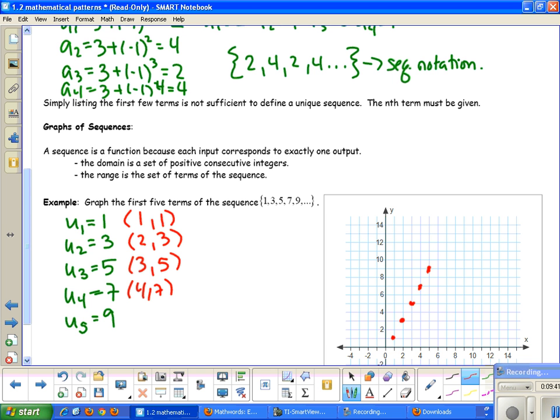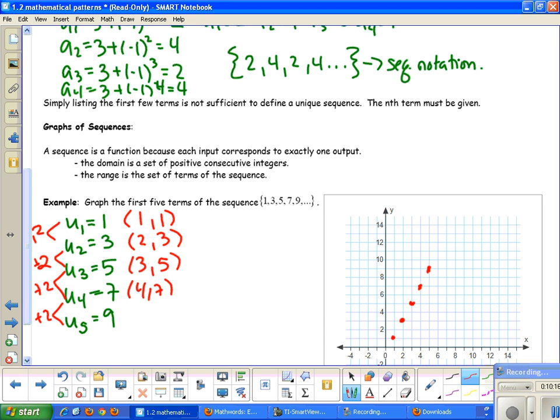Now, if I wanted to come up with a recursive equation for this, we would have to figure out what the difference between each of the terms is. If I look here, from the first term to the second term, notice you have a common difference. How did I get 3? I added 2 to my first term. Then from 3 to 5, again, I added 2. To get from here to here, I added 2 again, and from here to here, I added 2.